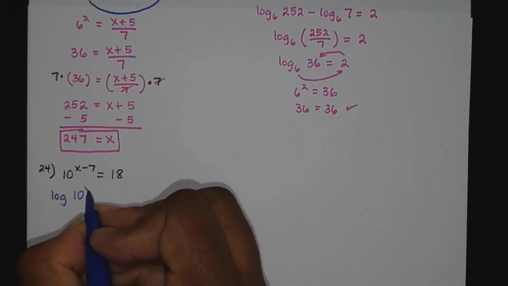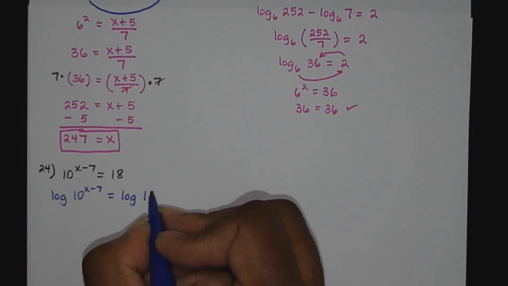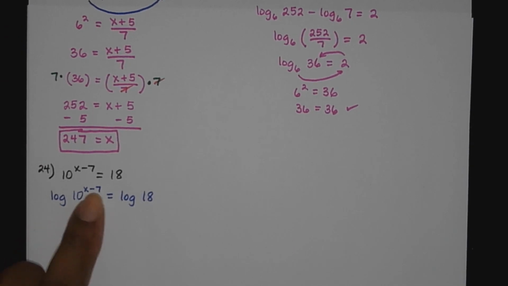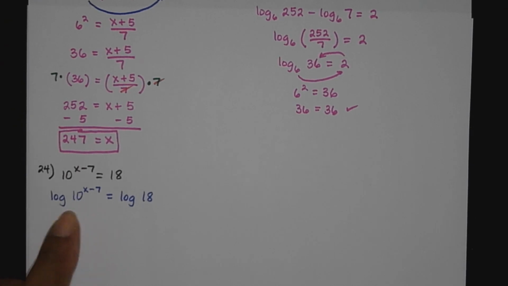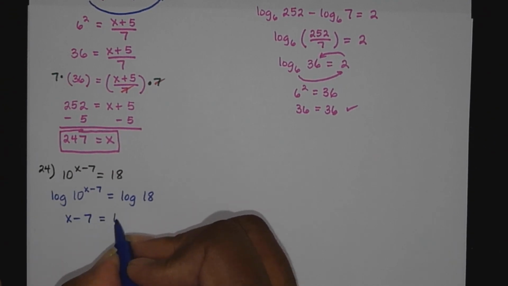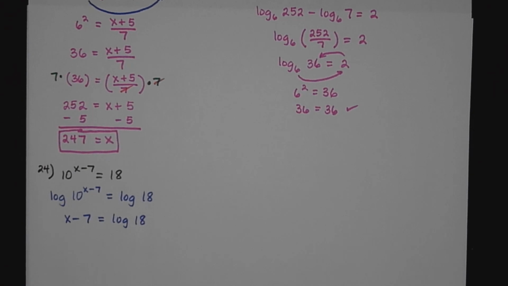So I have log of 10 to the x minus 7 is equaling the log of 18. So I'm taking the log on both sides of this equation instead of the natural log. There's a property that says that if you have log to the base 10 of 10 raised to whatever your exponent is, it's going to be that exponent. So log of 10 raised to the x minus 7 would be x minus 7. And that's equal to log of 18.